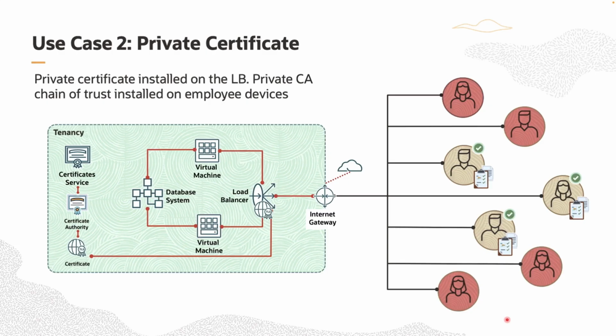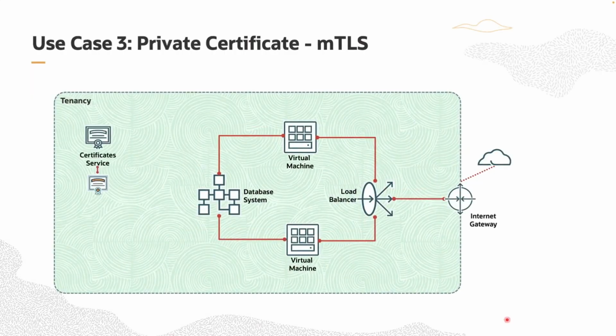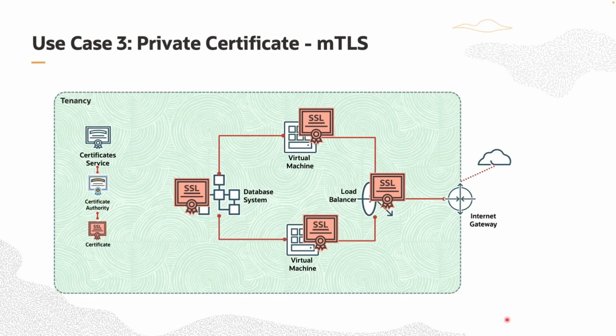In another scenario, you can use the OCI certificate service to encrypt data in transit between different services within your cloud environment. This is a good example of mutual TLS, which ensures that both entities verify each other's identity using certificates. So all communication between services is encrypted and secure, maintaining the integrity and confidentiality of data.